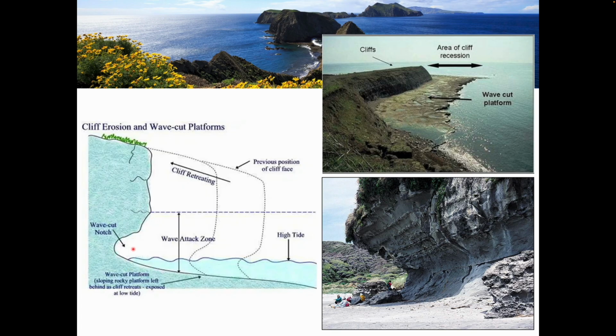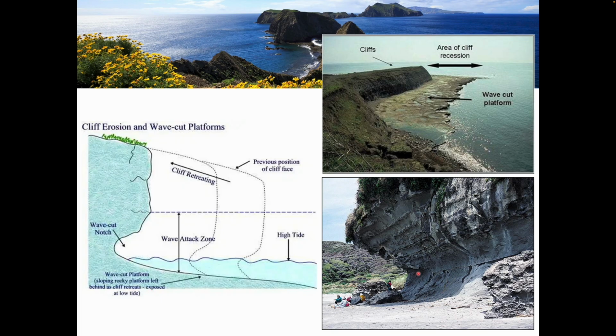As your cliff gets undercut by the action of waves, the cliff will collapse, steadily retreating, leaving behind a platform, which is a sloping rocky platform left behind as the cliff retreats. Oftentimes these will be exposed at low tide.